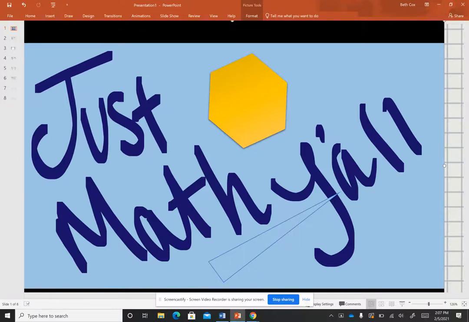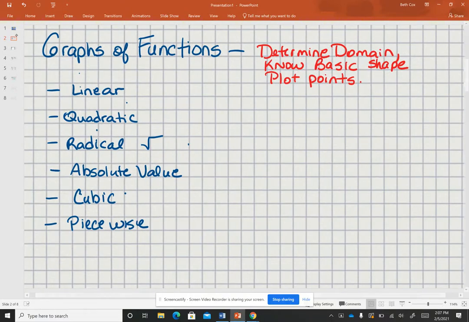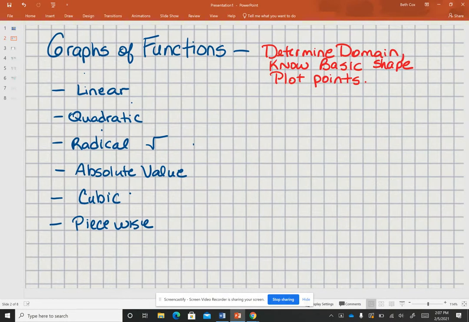Today we're going to look at piecewise functions and other types of functions that we're going to graph. I'm going to try to go pretty quickly, so let's get started. We're going to look at graphs of functions, and first thing we want to do is determine the domain. We need to know the basic shape of the functions, and we're going to plot points and make the functions happen. So now we're going to do linear, quadratic, radical, absolute value, cubic, and then finally piecewise.